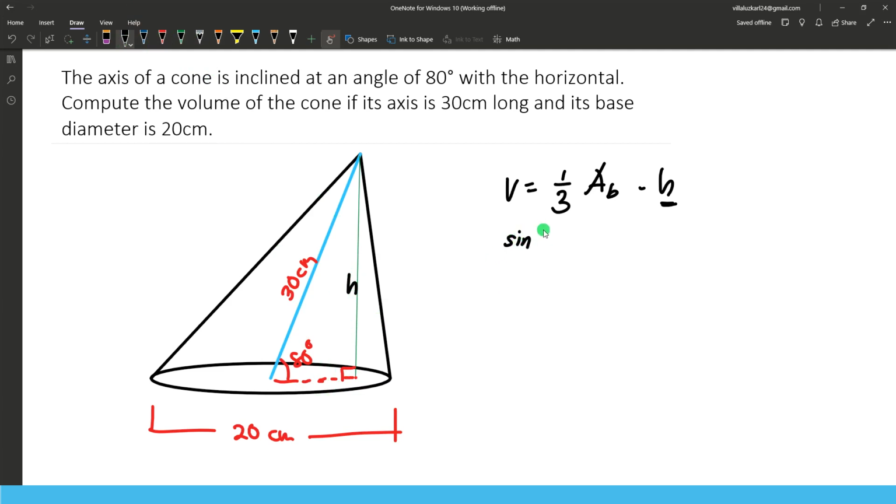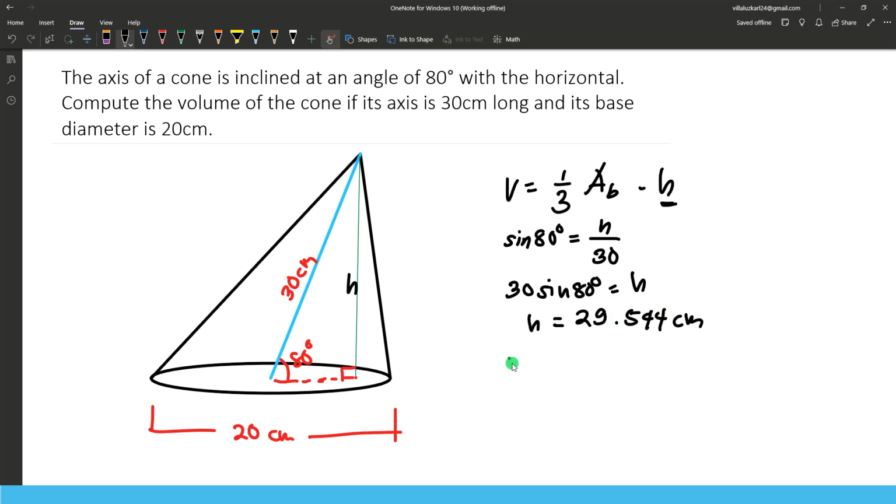the sine function. Sine 80 degrees equals the opposite side h over 30. Therefore, multiplying both sides by 30, we have 30 sine 80 degrees equals h. Computing that, h is 29.544 centimeters.